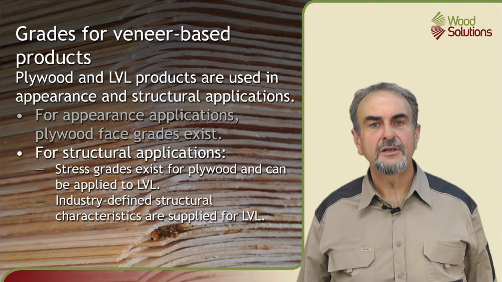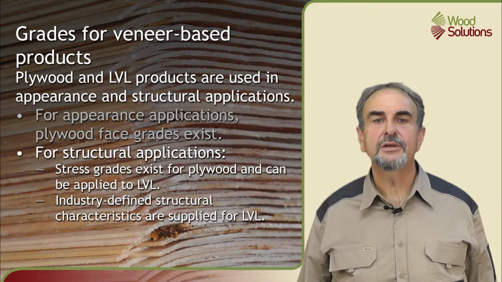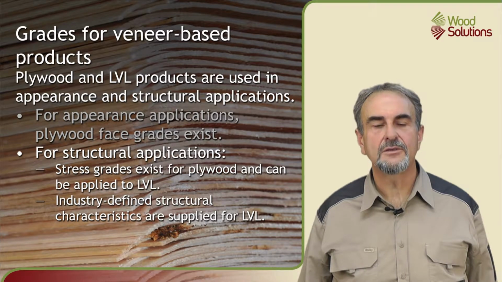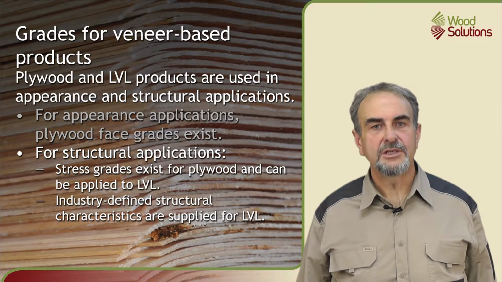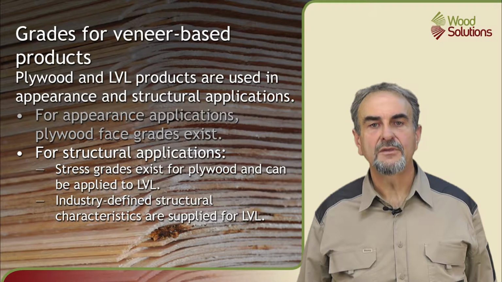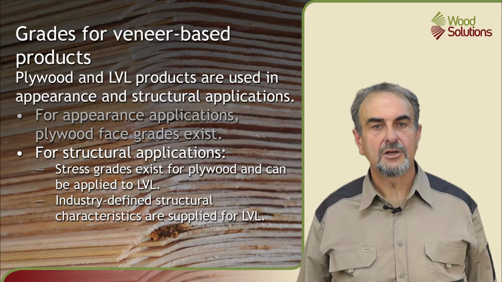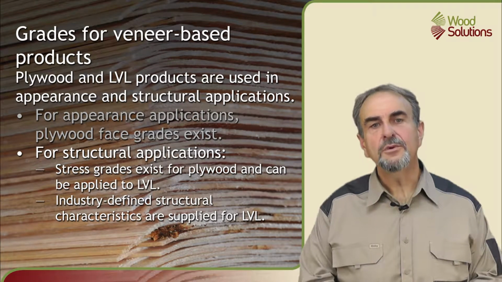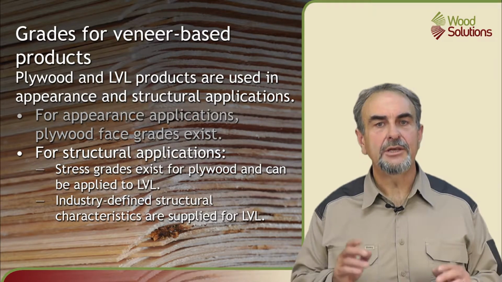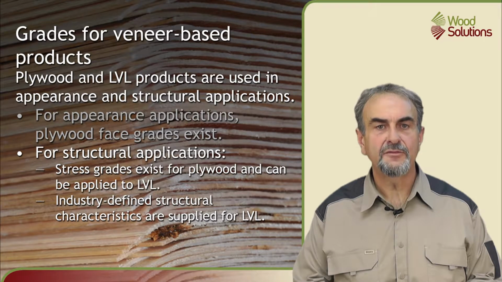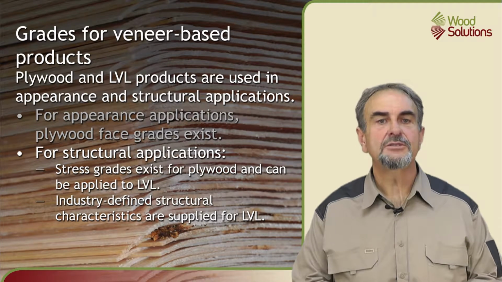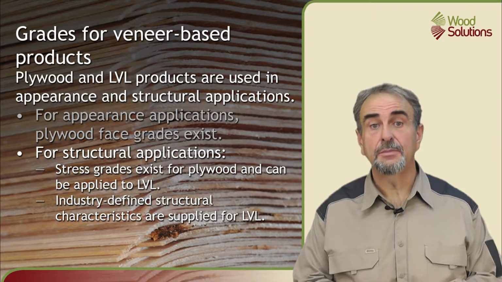When plywood and LVL are used in structural applications, their structural performance has to satisfy the requirements of the applicable engineering design standards. To do this, the material has to be tested to determine its strength characteristics. These characteristics are then provided as being equivalent to the particular stress grade. It is common for plywood to have a stress grade and they can be applied to LVL. However, with LVL, established stress grades may not be useful representations of performance, and industry-defined structural characteristics are also supplied.